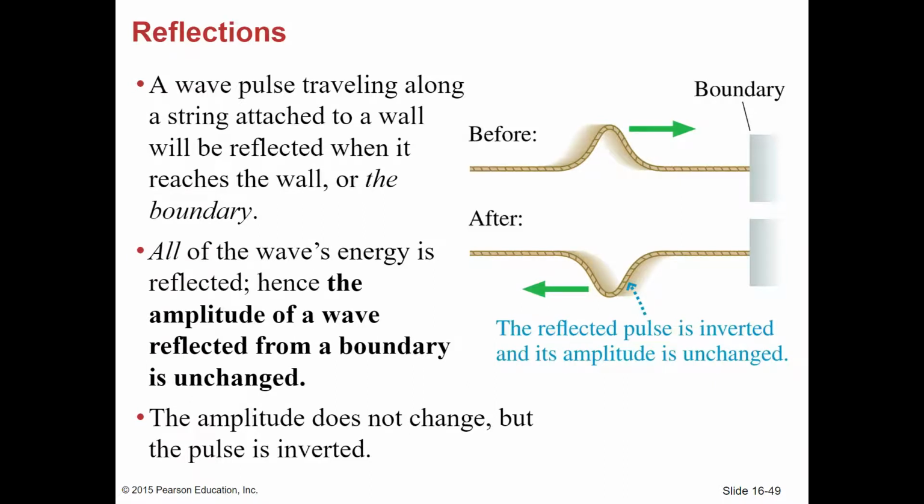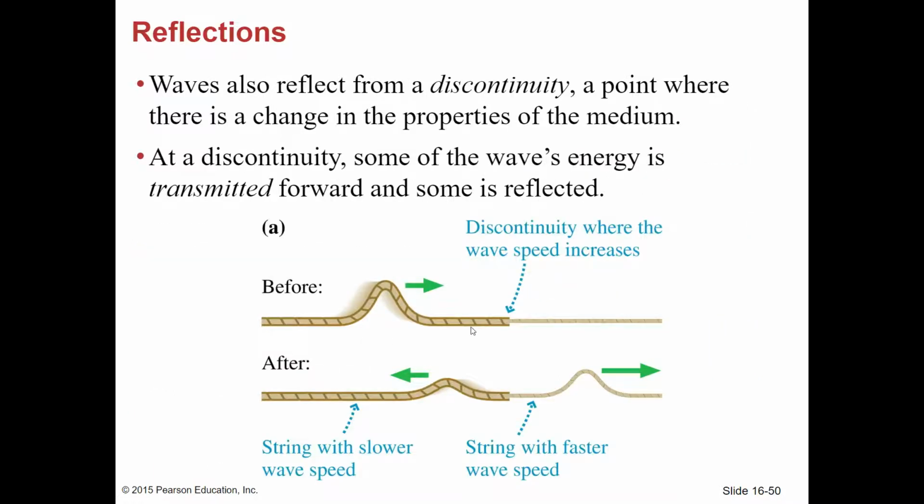A wave pulse traveling along a string attached to a wall will be reflected when it hits a boundary. All of the wave's energy is reflected, hence the amplitude of a wave reflected from a boundary is unchanged. So this wave goes here, it hits that, it does some physics things and goes upside down and is reflected, but the amplitude's the same. Of course, this is in a perfect world, assuming no friction and everything behaves exactly the way we want it to. The amplitude does not change, but the pulse is inverted.